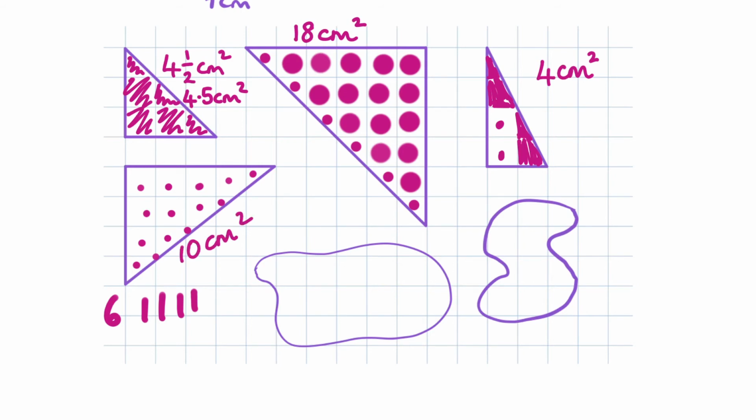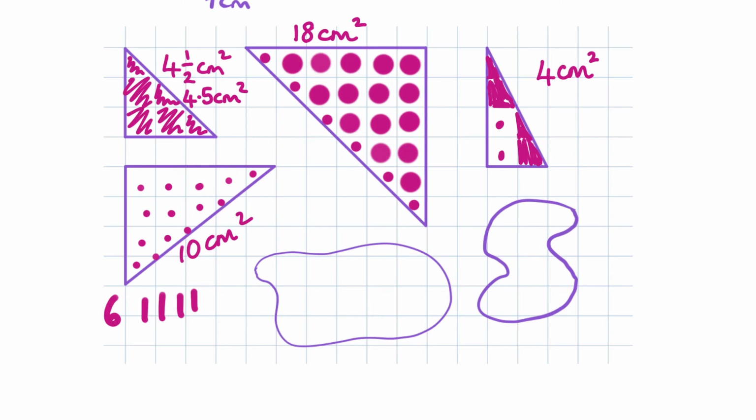But that one was a little bit more tricky. So if you got around about 10, well done, because that was not so straightforward. Okay. When we get a little bit further on in our topic of area though, we're going to be able to calculate areas of triangles exactly, and we won't need to count squares.